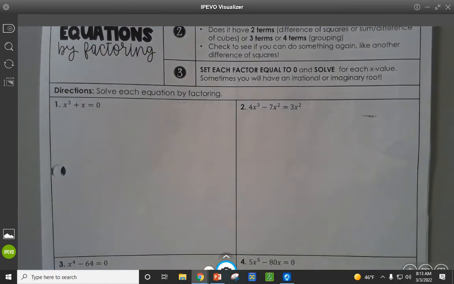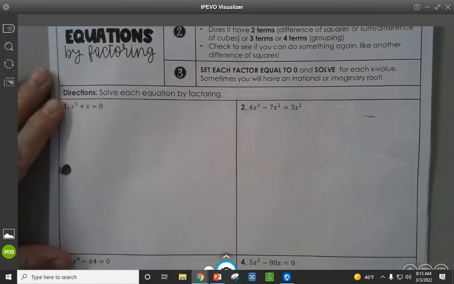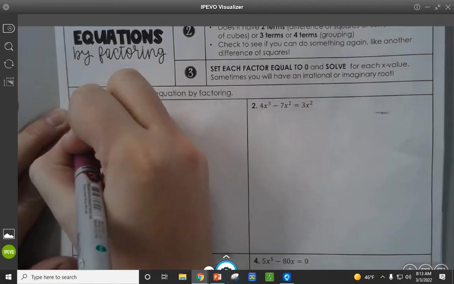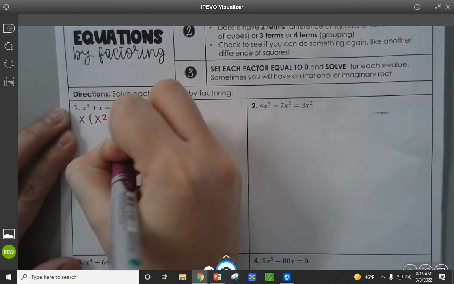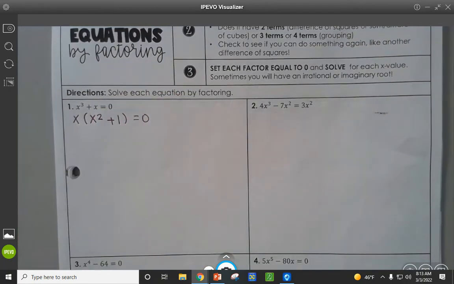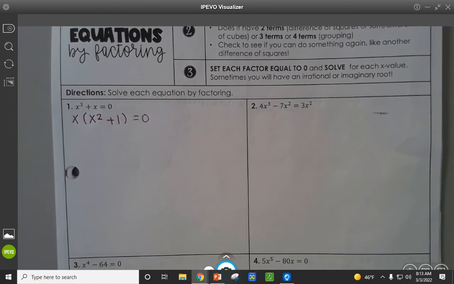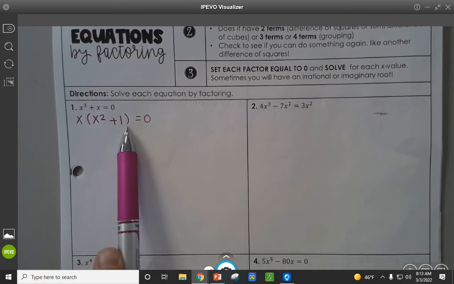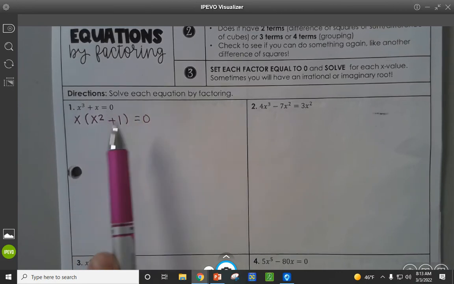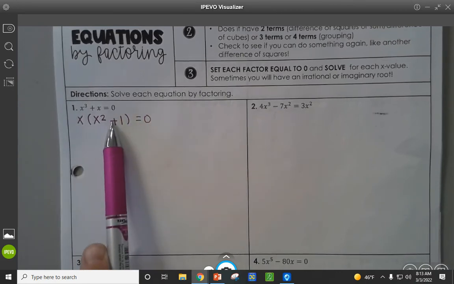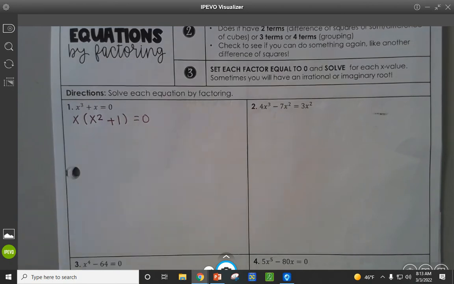So number 1, is it set equal to 0? Yes. Does it have a GCF? Yes, it has x. So if we factor out an x, we get x squared plus 1. Does this one factor down again? No. You might think, well, those are both perfect squares, and they are both perfect squares, but there's a plus sign, and we do not have sum of squares.